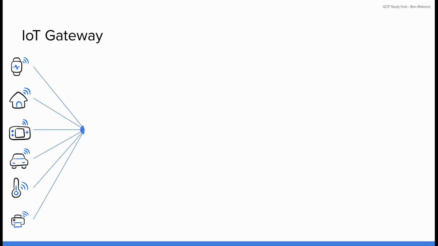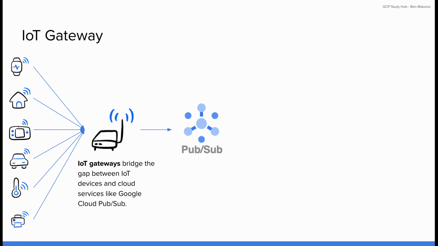Now consider a scenario where you have a vast network of IoT devices, like thousands of tractors, wearable health monitors, smart home systems, or connected vehicles. These devices are constantly generating data that needs to be aggregated, processed, sent to the cloud for further analysis or storage. It would be convenient to have a piece of hardware or software in the middle that could collect all the data and send it to PubSub, right? So this tool in the middle that you can use for IoT devices is called an IoT gateway.